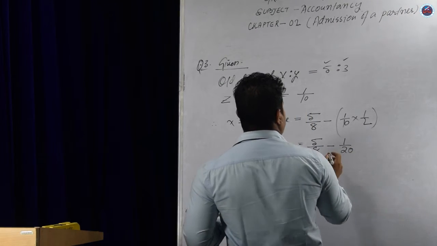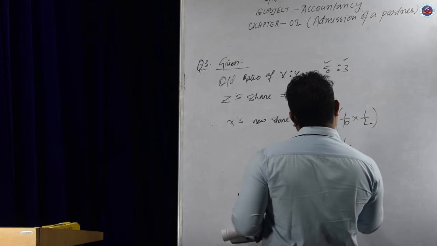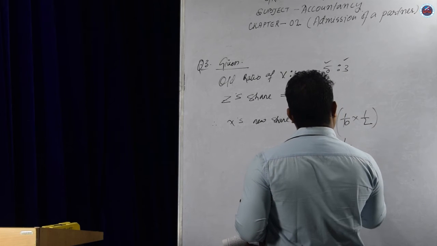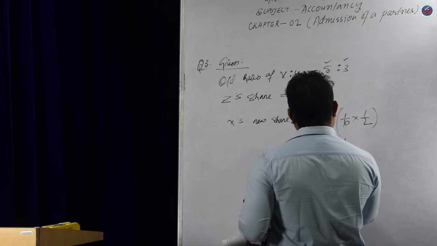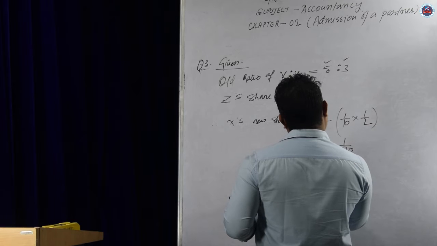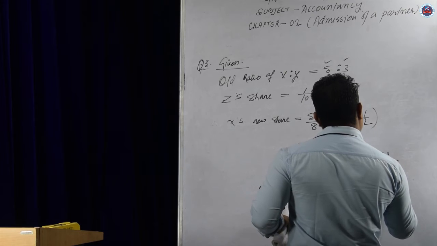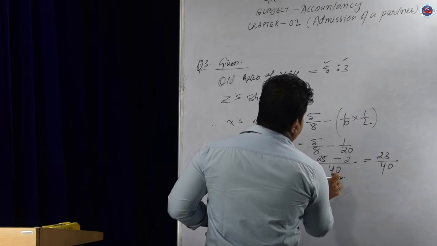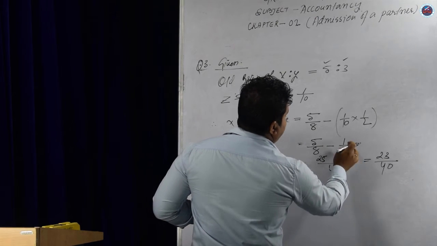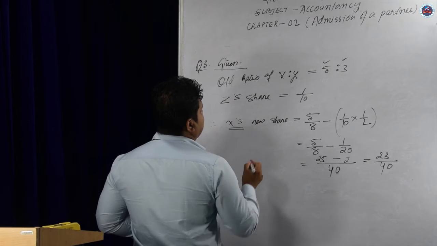If you take the LCM, it will be 40. So 25 minus 2, that is 23 by 40. 40 divided by 8 is 5, 5 fives are 25, and 2 into 1 is 2, that is 23 by 40, X's remaining share. That is called the new share.